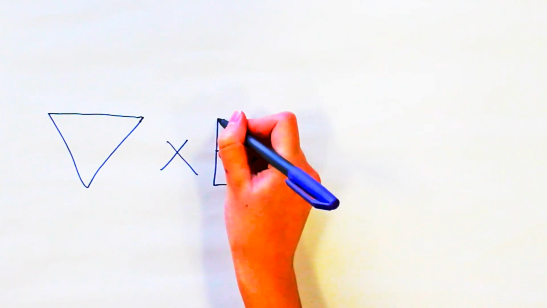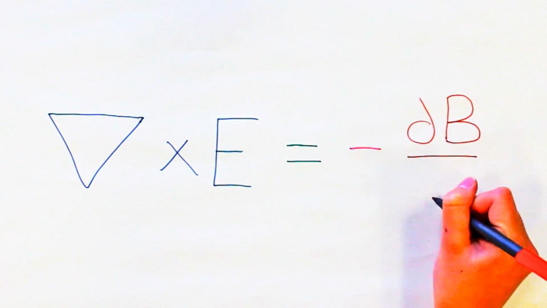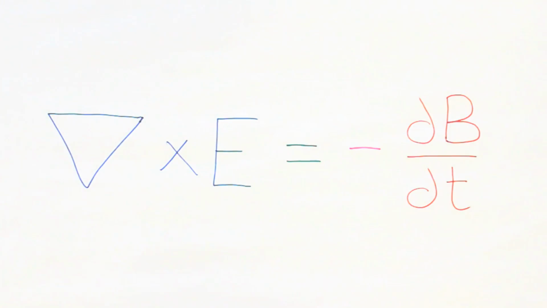The equation can also be expressed in differential form. This shows the curl of the electric field, which is the field's tendency to circulate around a point, is equal to the negative of the rate of change of the magnetic field.